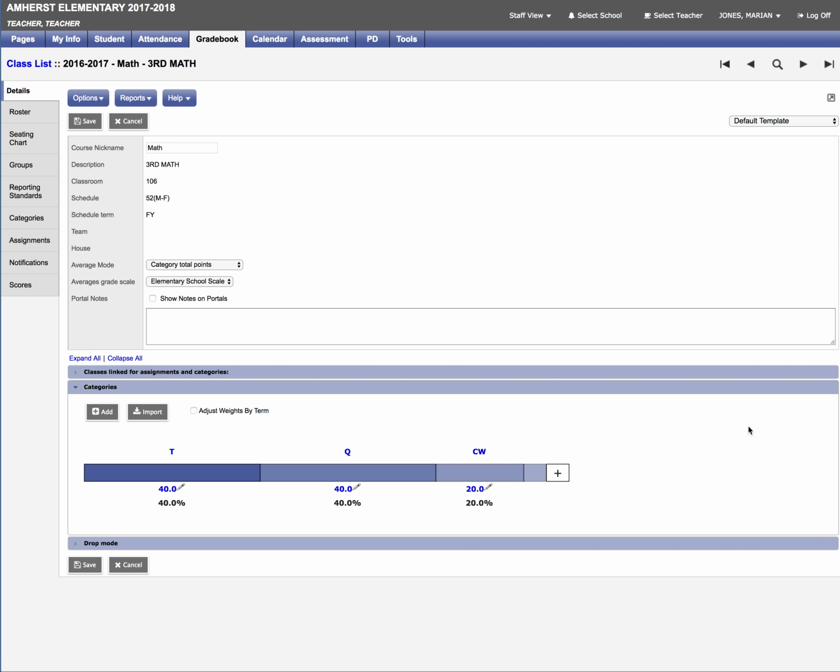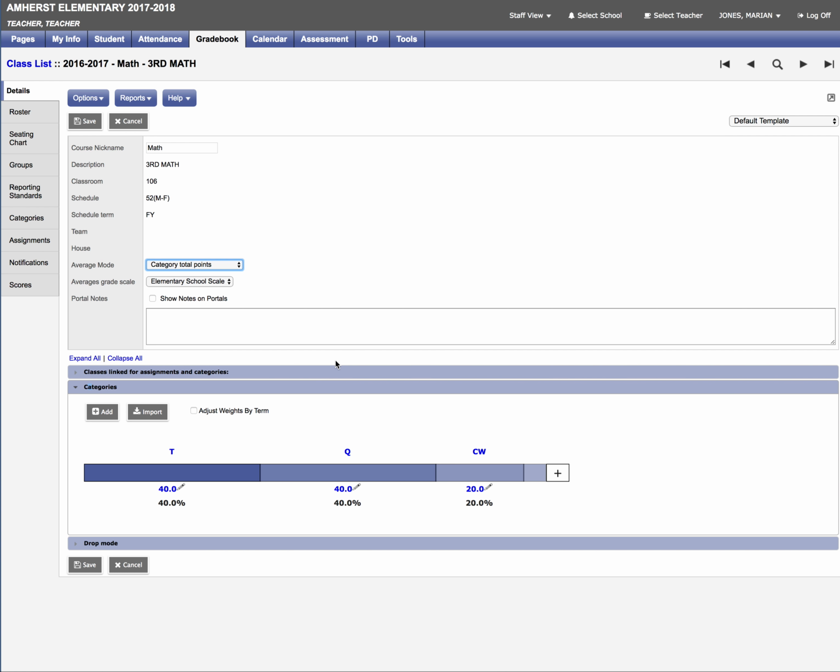In this video tutorial, I'd like to do my best to explain the difference in the average mode that is given as examples in Aspen Gradebook. Most teachers in the Knox County School District choose category total points, but I want to make sure that they completely understand the difference between that and categories only.